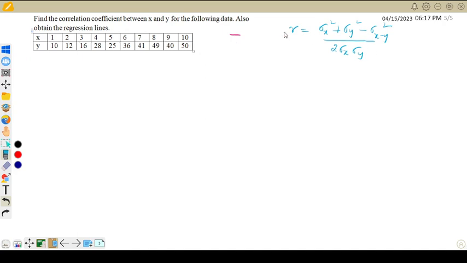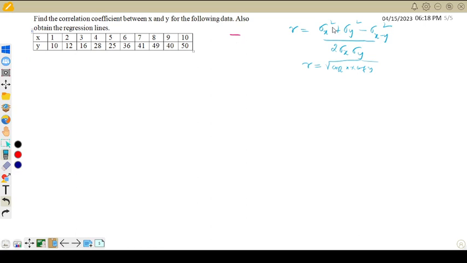Here, first we need to find the correlation coefficient R, then we find the lines of regression. In some other examples, first we need to find the lines of regression, and next the correlation coefficient. Whenever R is asked in a second part, that is, first find the lines of regression, then find the correlation coefficient, in that case we use R is equal to the square root of coefficient of x into coefficient of y, from the regression lines. But in this example we use R is equal to sigma x square plus sigma y square minus sigma x minus y whole square divided by 2 times sigma x into sigma y.